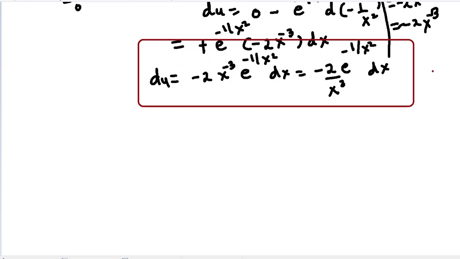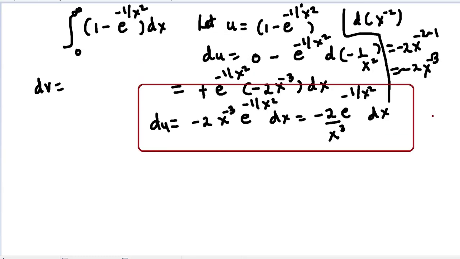Having got that, now it's time to go to dv. dv is equal to, what have we got? I have just dx, so place that dx. I need to get v, so I integrate both sides and get v equal to x. So now use integration by parts. What is the formula? uv minus the integral of v du.